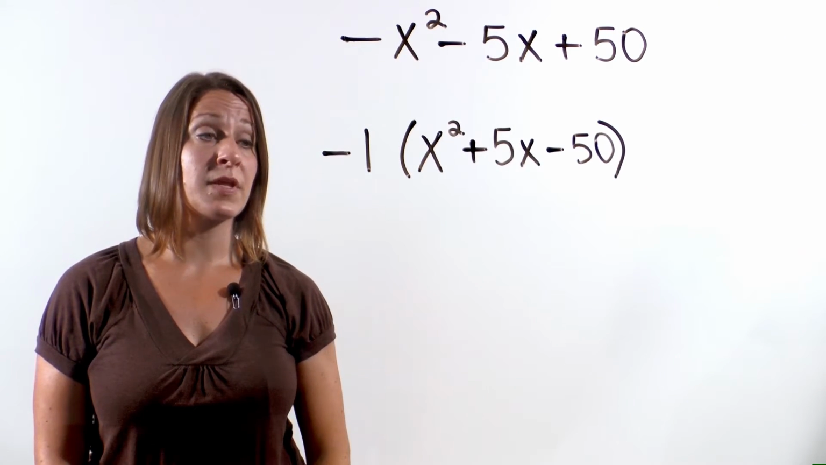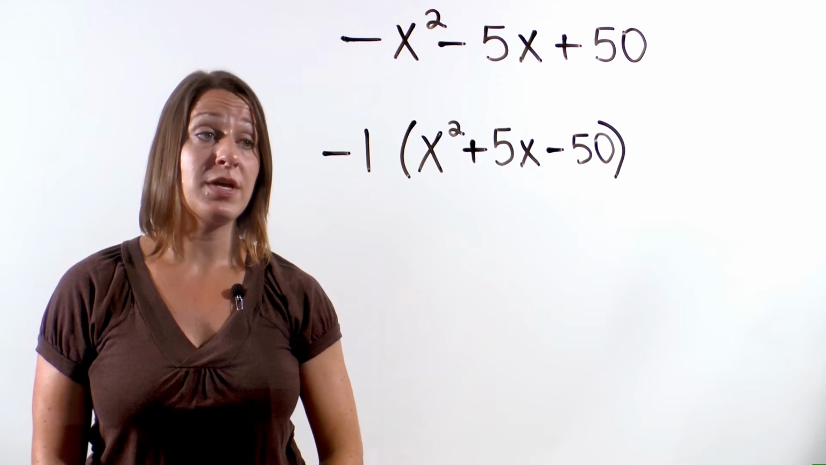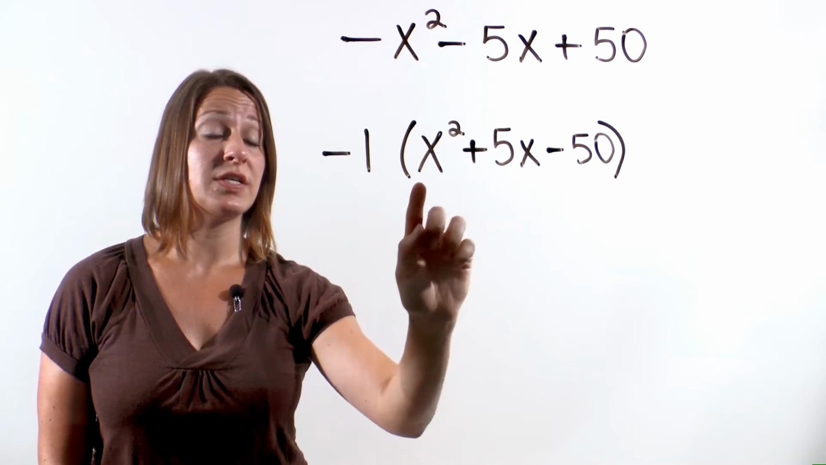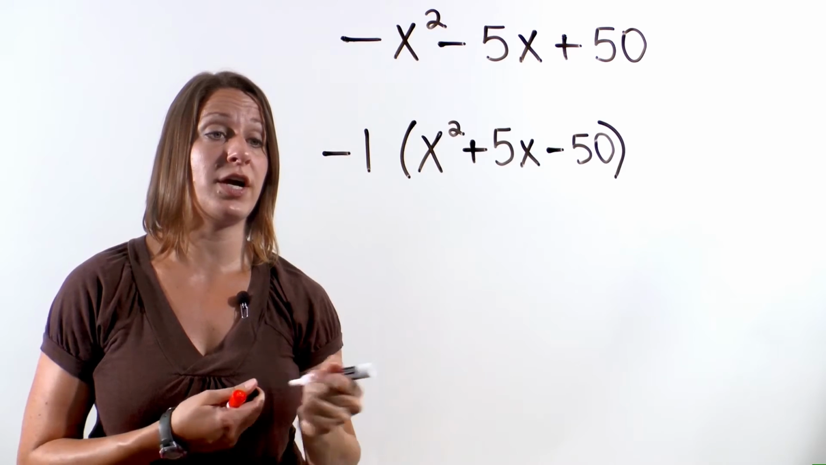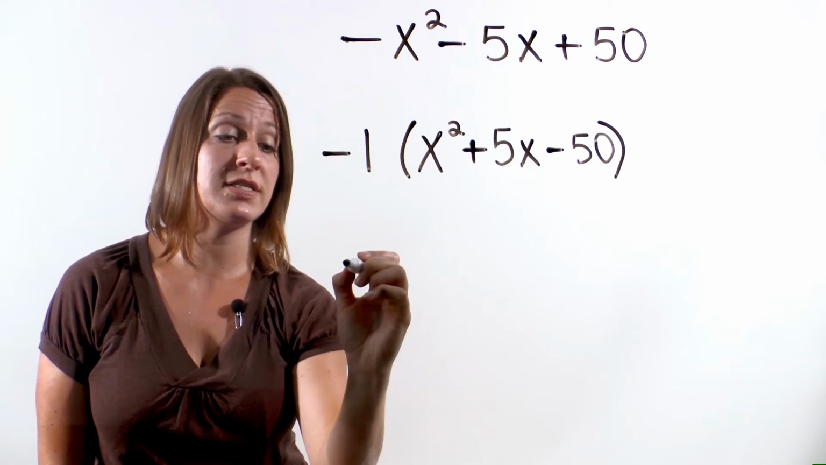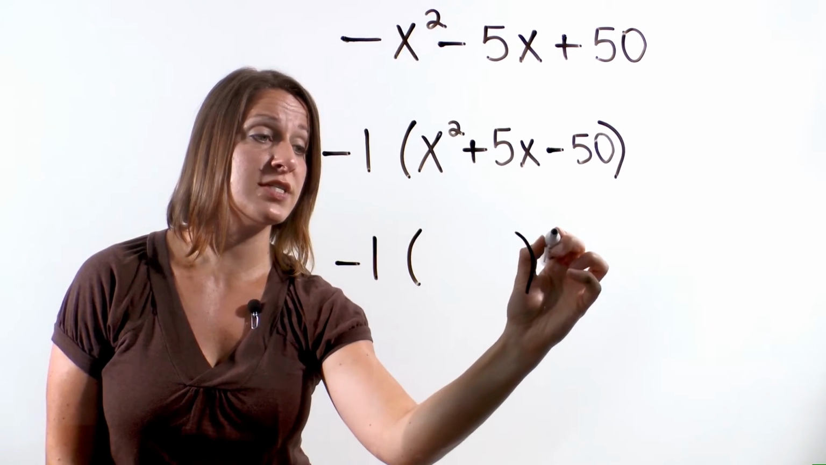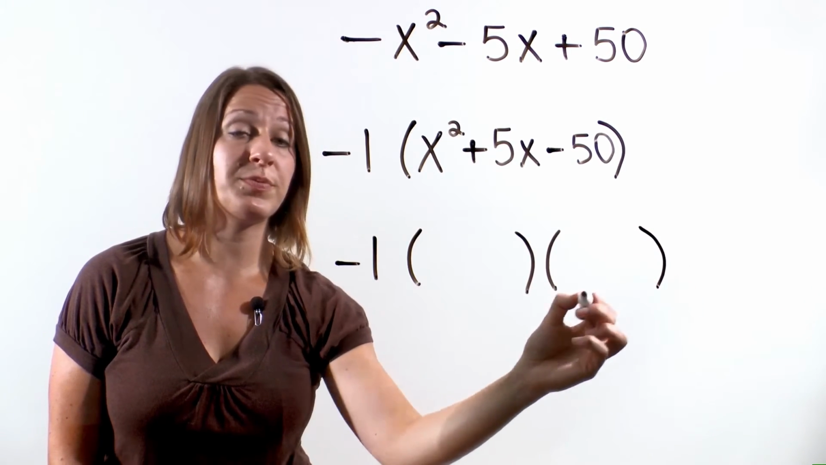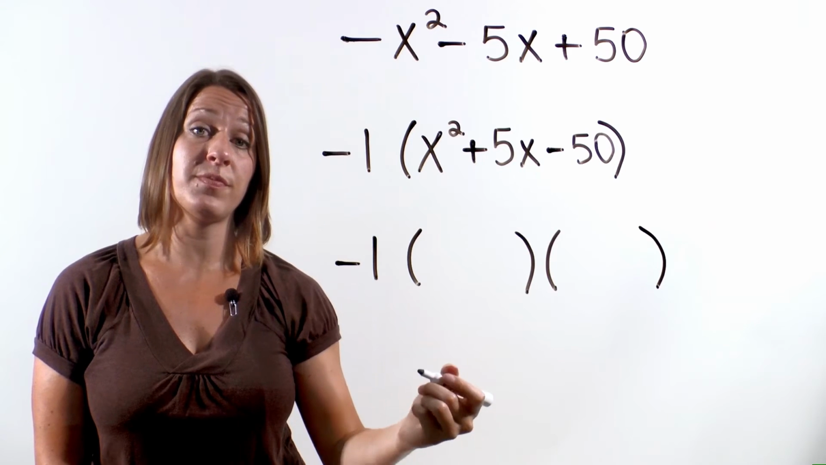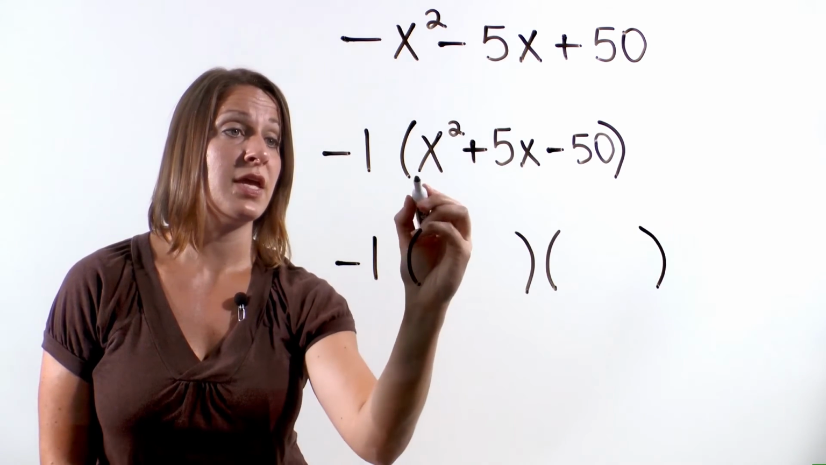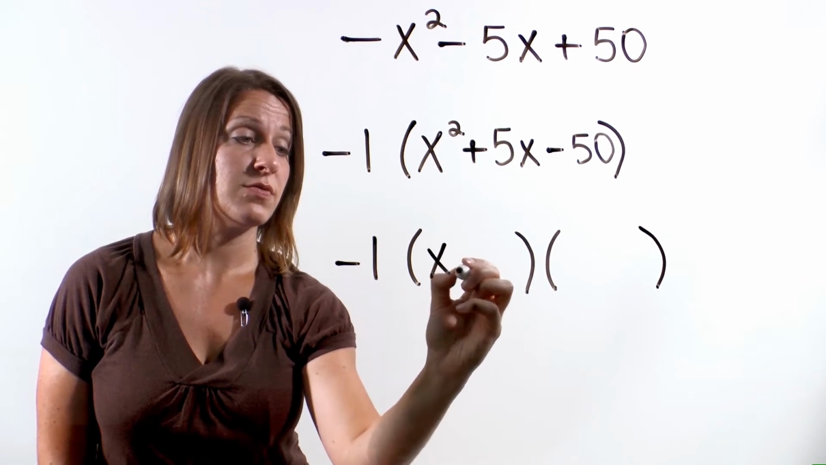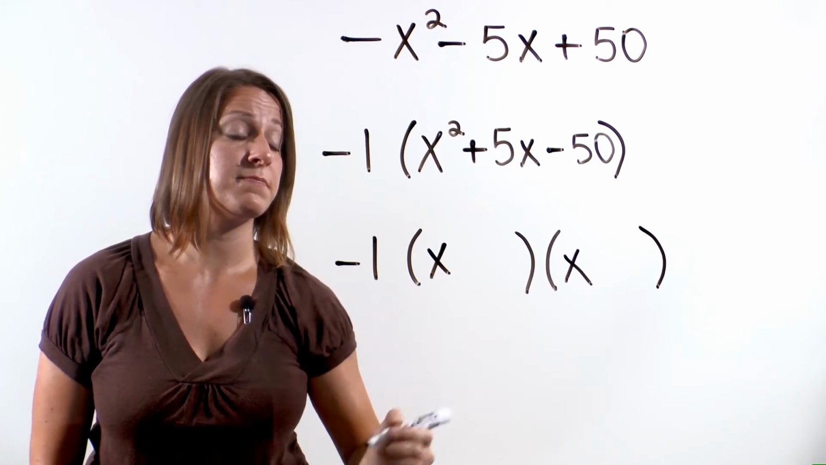Now, we're not quite finished with this problem because I think we can factor this trinomial. So let's give it a try. We're going to keep the negative 1 on the outside, and we'll draw 2 more sets of parentheses to represent the new multiplication problem that we're about to write when we factor. X squared will give us an x and an x.